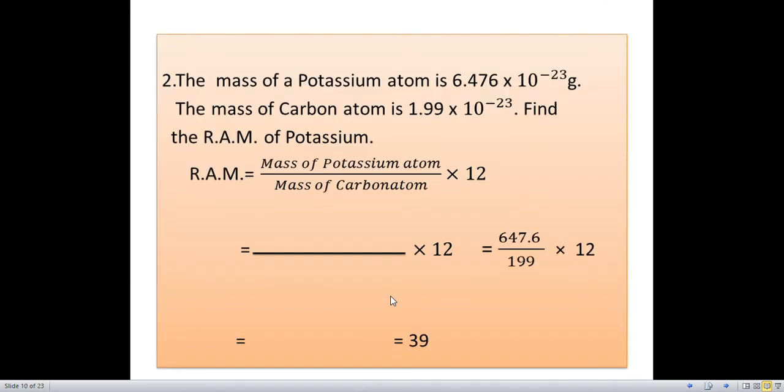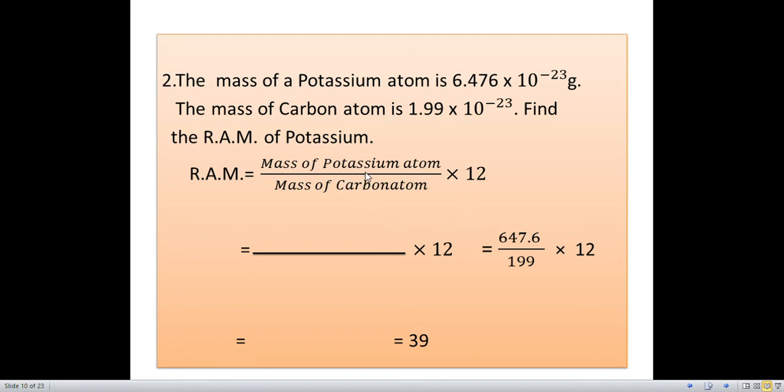Another example, the mass of a potassium atom is given as 6.476 × 10^-23 gram. The mass of a carbon atom is 1.99 × 10^-23. So you have to find the relative atomic mass of potassium. Relative atomic mass of potassium equals mass of potassium atom divided by mass of carbon atom into 12.